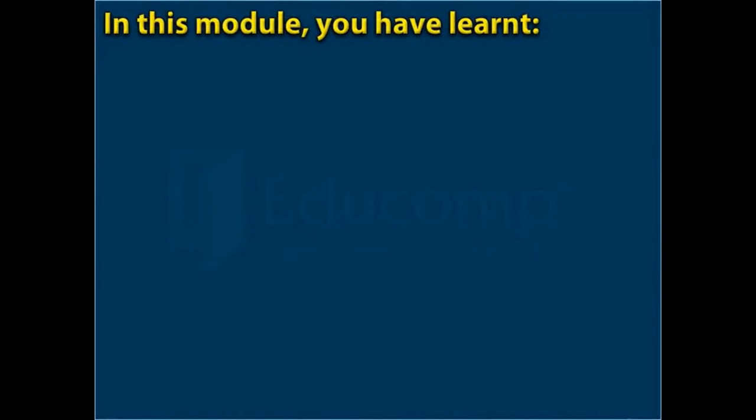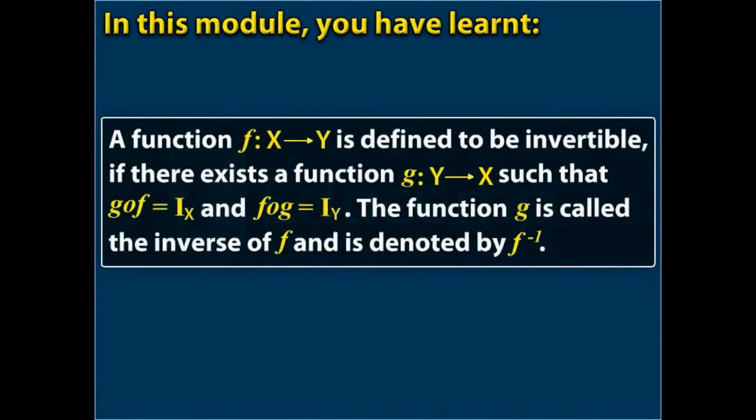In this module, you have learned a function f that maps X to Y is invertible if there exists a function g from Y to X such that the composition of g with f equals the identity function on X and the composition of f with g equals the identity function on Y. Also, the function g is called the inverse of f and is denoted by f with -1 in superscript.